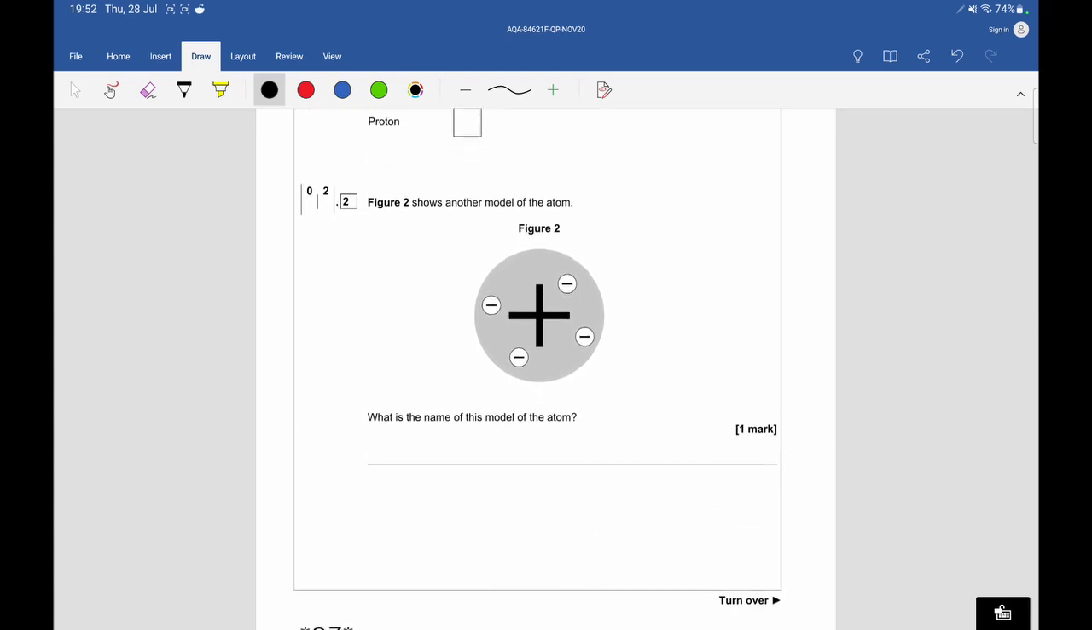Question 2.2. If you look at this one, it looks a bit like a cookie, but back in the olden days, a more common dessert to come across was a plum pudding, and so they named this model after that plum pudding, which is why it has that name.